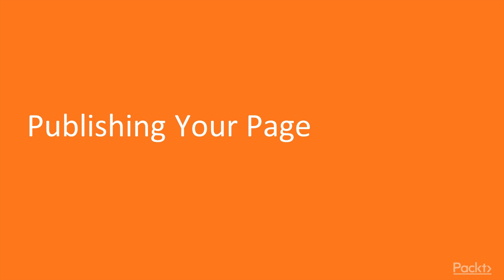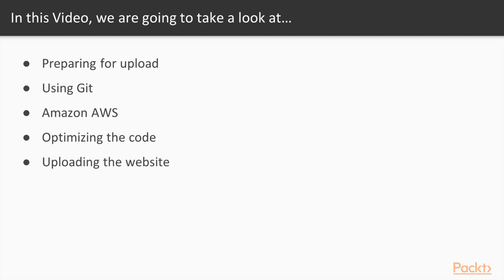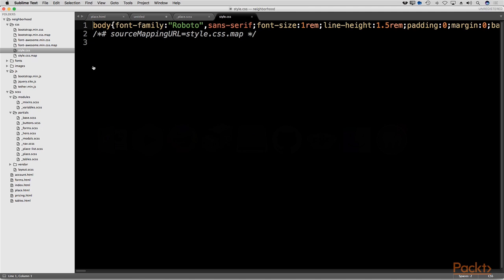So to get us started, let's see how you can publish your page or project online. Now we will take a look at how to prepare the project or application for the upload process, how to use Git, how to use Amazon AWS, how to optimize our code, and finally how to upload the website itself to an online server.